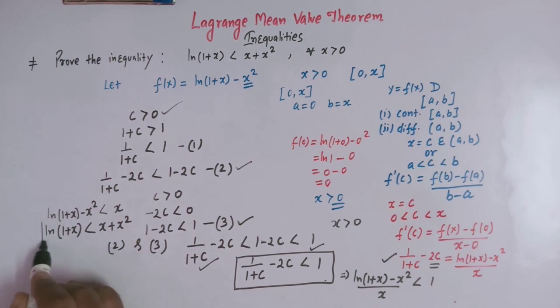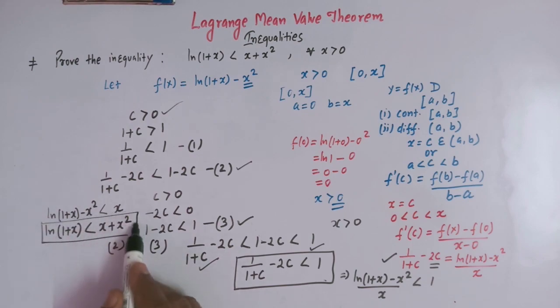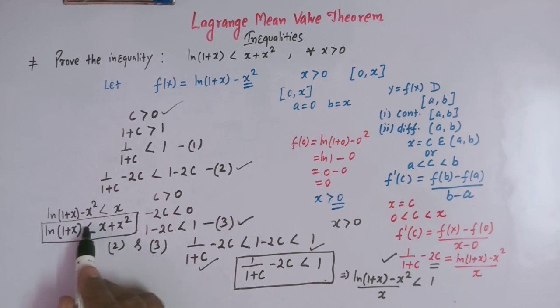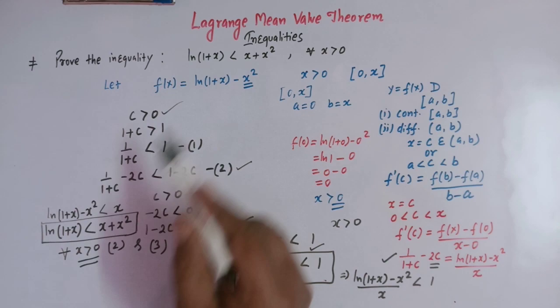So we have proved that log of 1 plus x is less than x plus x square for all x greater than 0, right? So viewers, this is how, by making use of Lagrange's mean value theorem, we can prove this inequality.